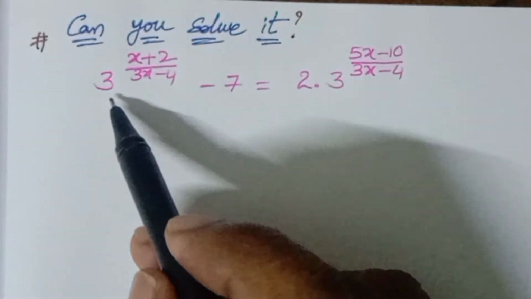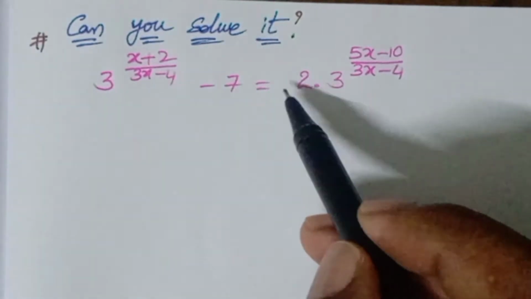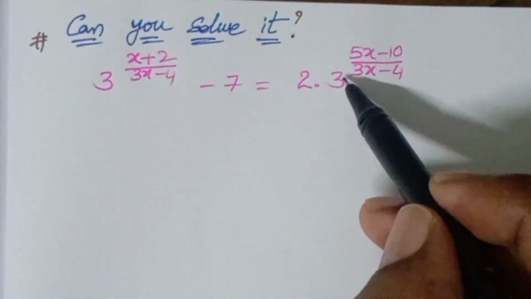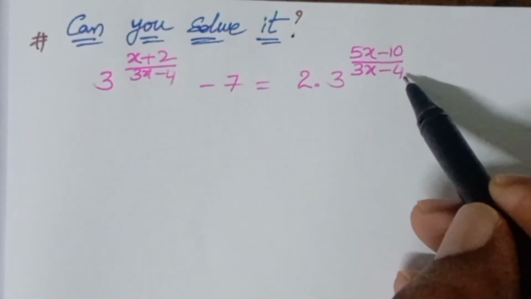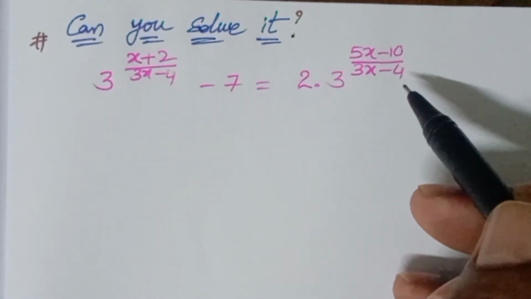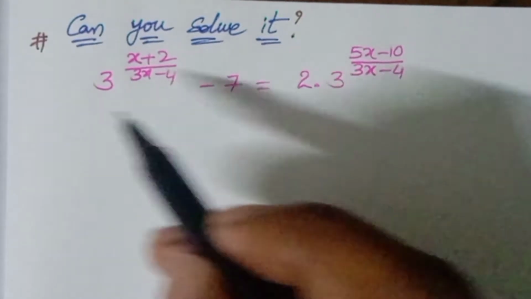So 3 to the power of (x plus 2) by (3x minus 4), minus 7, is equal to 2 into 3 to the power of (5x minus 10) over (3x minus 4). So this is the question. You have to solve for the x value. You have to find the value of x.